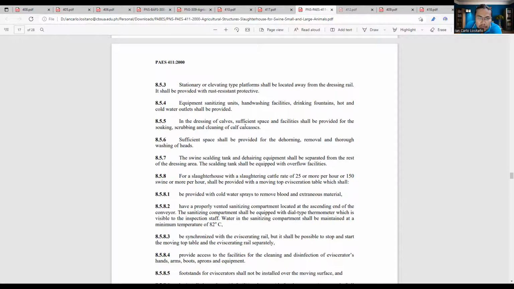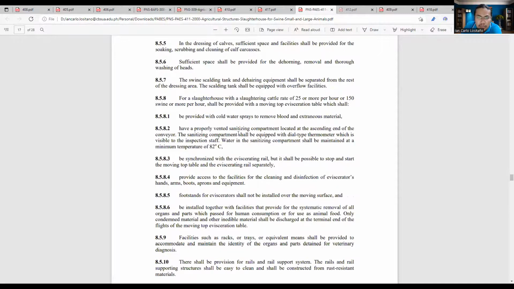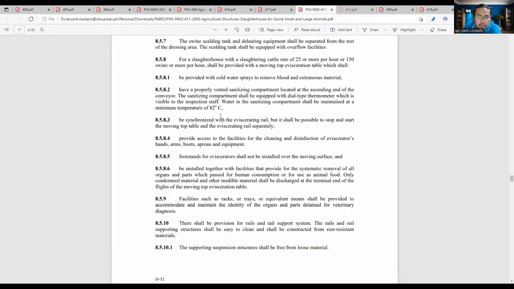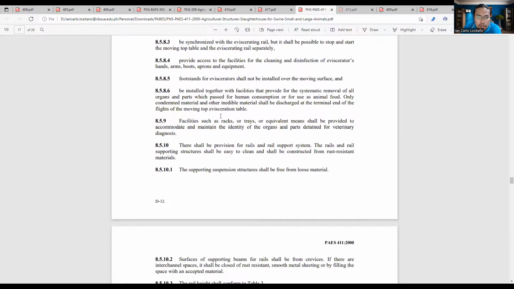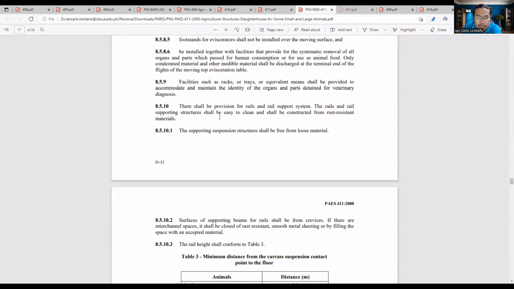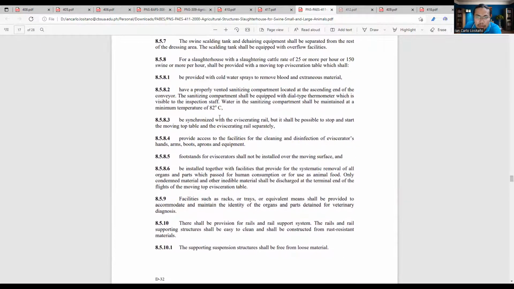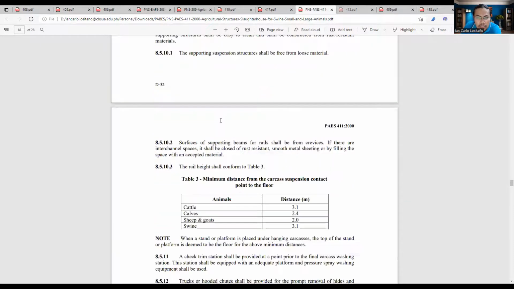In the dressing of calves, sufficient space and facility should be provided for the soaking, scrubbing, and cleaning of calf carcasses. Similarly, the swine scalding tank and the hair removal equipment shall be separated from the rest of the dressing area. The scalding tank shall be equipped with overflow facilities. Okay. So there are a lot of parts, particularly for AAA facilities.